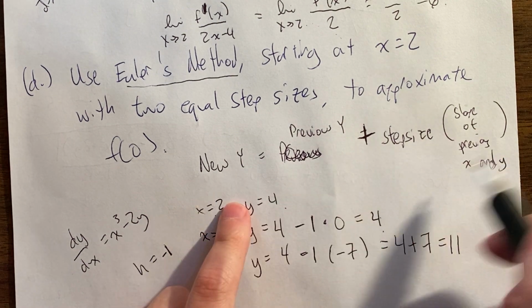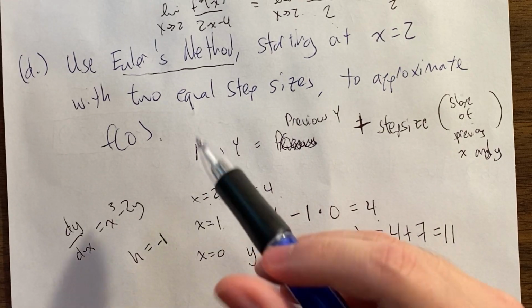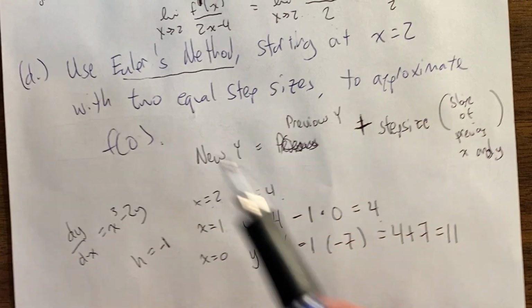This is the formula for Euler's method, where the only thing that was a little bit iffy was that the step size was negative because we were starting at 2 and going to 0.